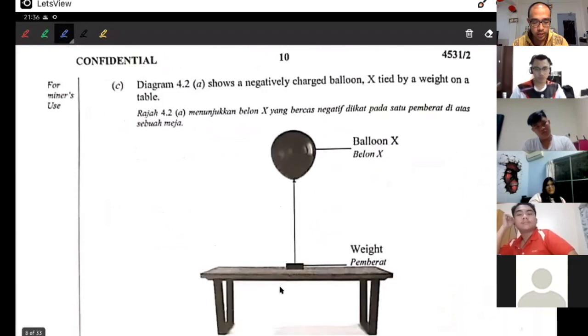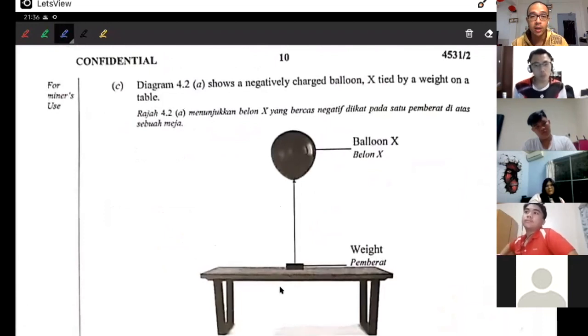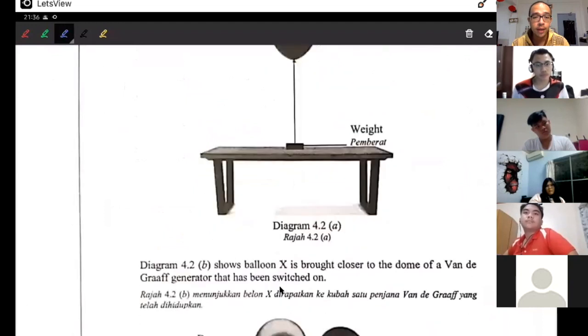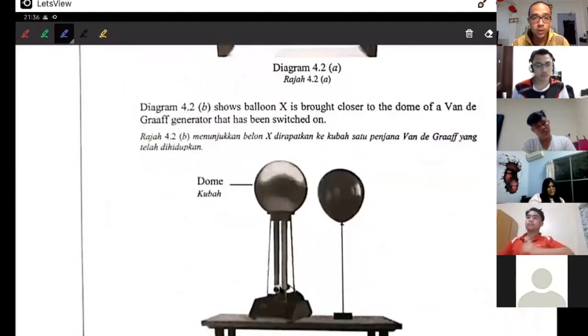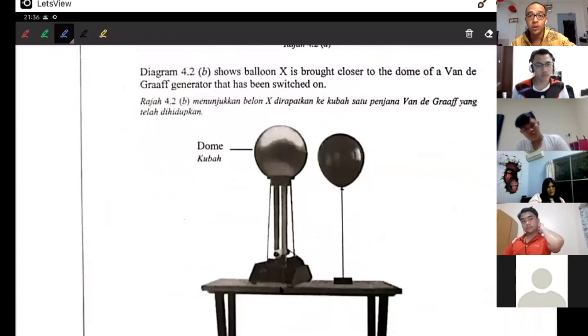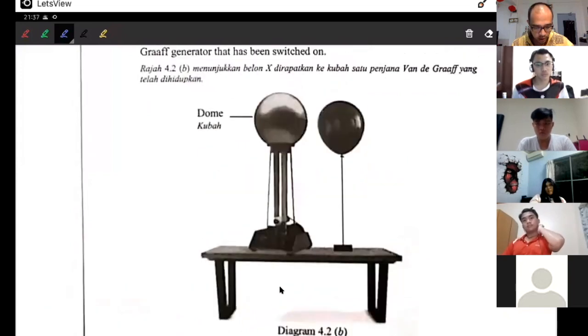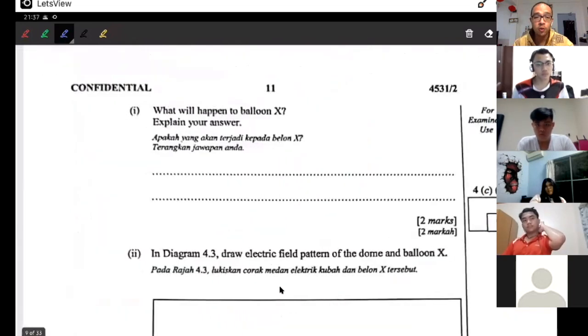Diagram 4.2 shows a negatively charged balloon X tied by a weight on a table. Okay, you can see. So diagram 4.2 shows the balloon X is brought closer to the dome of a Van de Graaff generator. The Van de Graaff generator is one of those things that we have in the lab, but it is already spoiled. So what will happen to balloon X?